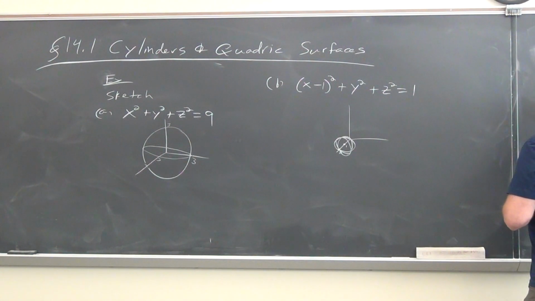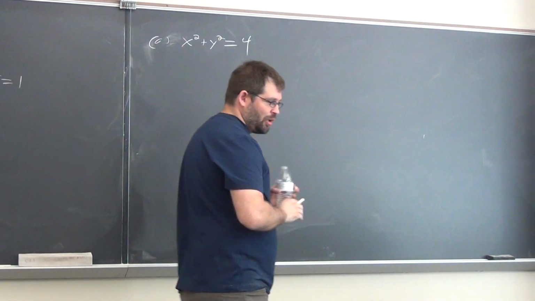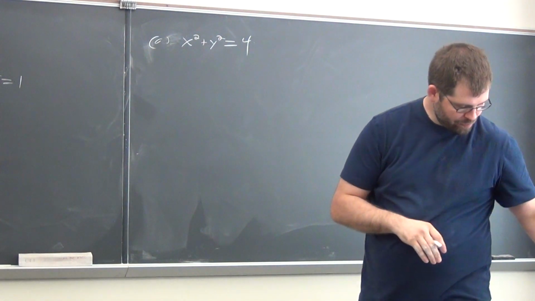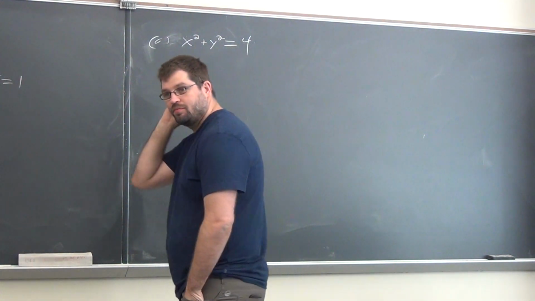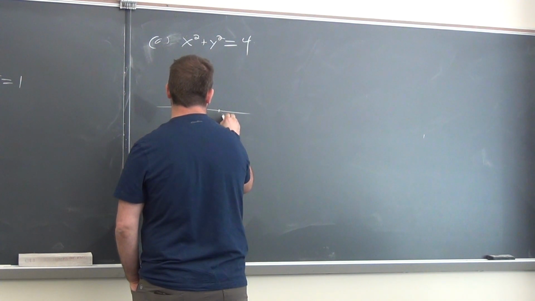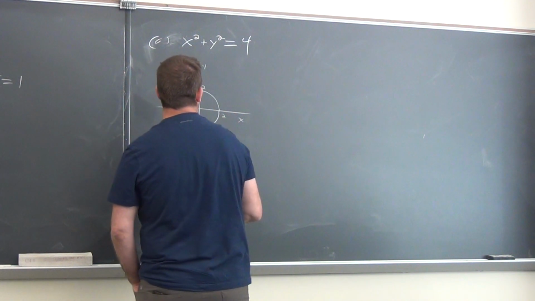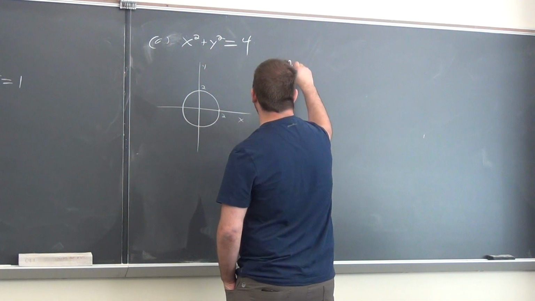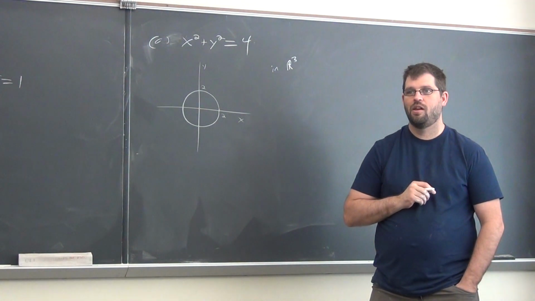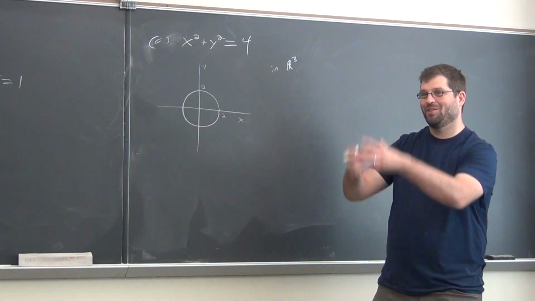Okay, let's do another one. x squared plus y squared equals 4. What's the graph of that equation? Okay. Circle of radius 2. So that's in the xy plane. What if I told you I want this curve, but in 3-dimensional space? So what should that look like? I like that. Yeah, up and down. Stretch it up and down.